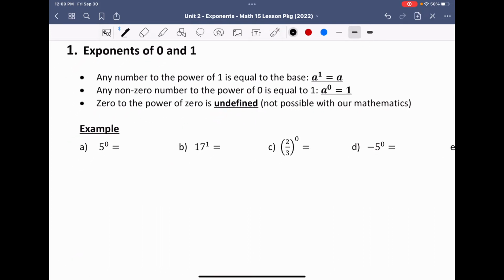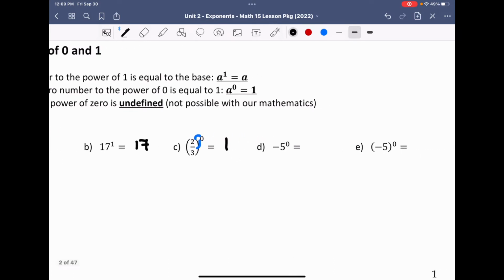Well, anything to the power of 0 is automatically going to be 1, no matter if it's a variable, a number, whatever it is. Anything to the power of 1 will just be itself, or the base value itself. If I have a fraction raised to the 0, both of these numbers actually get the distribution of 0, meaning that I have 2 to the 0, 3 to the 0, and anything to the 0 is 1.